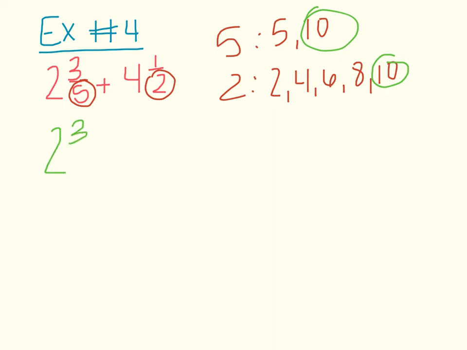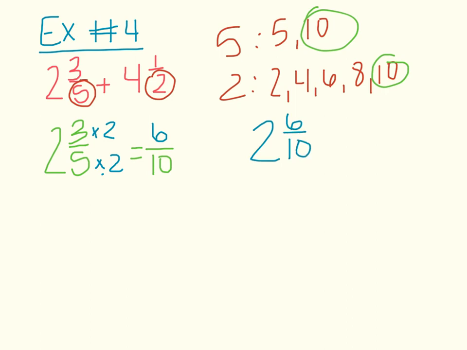I'm going to start with 2 3/5. I have to get to 10 as my denominator. So I'm going to multiply by 2 because I know 5 times 2 equals 10. Whatever I do to the bottom, I have to do to the top. 3 times 2 is 6. So now I have 2 6/10.